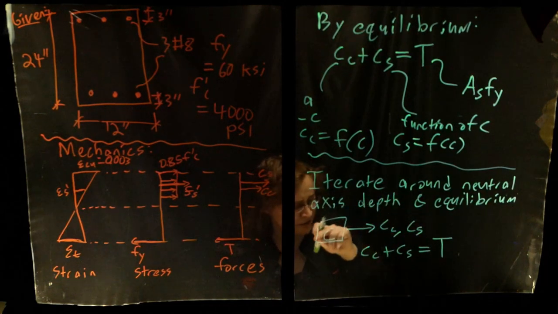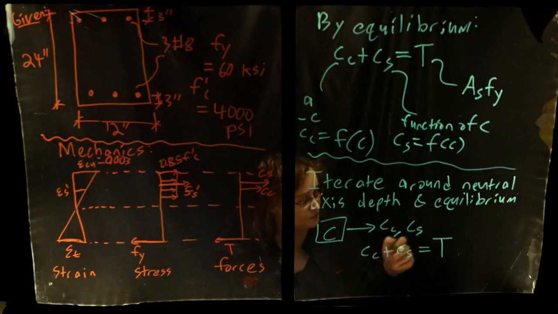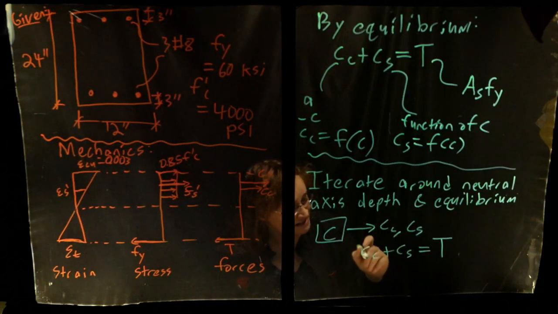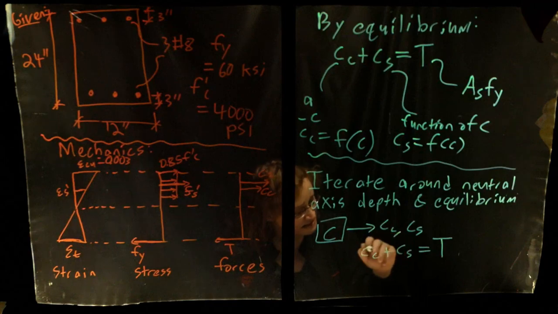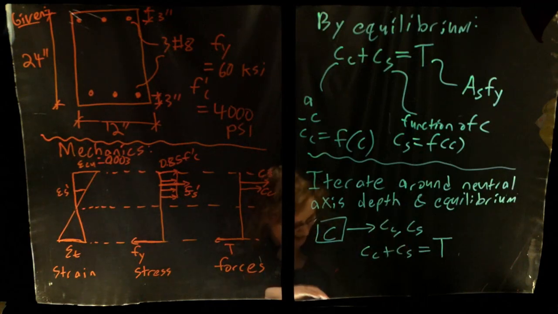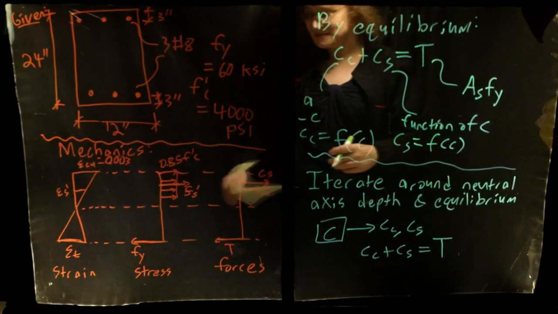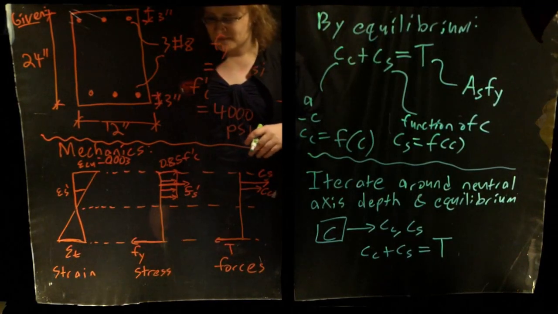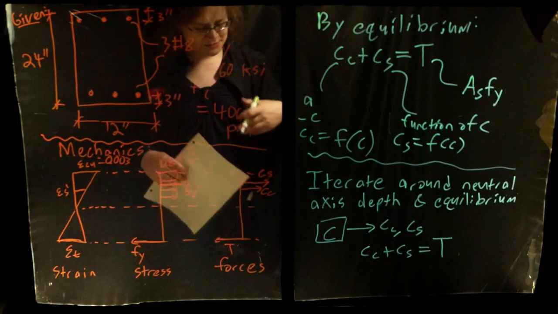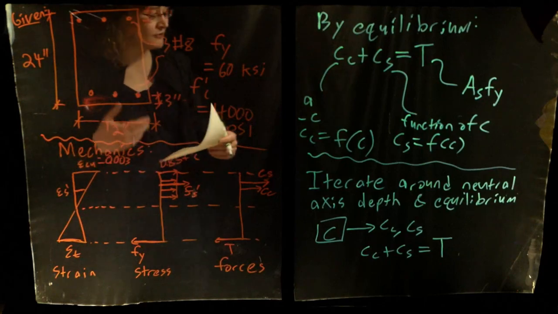So we'll keep making small adjustments to C, moving back and forth until we reach a state where C sub S plus C sub C is equal to our tension force T. I wish there were a simple way to do this, but unfortunately the best way to solve this is through iteration, solving around equilibrium.